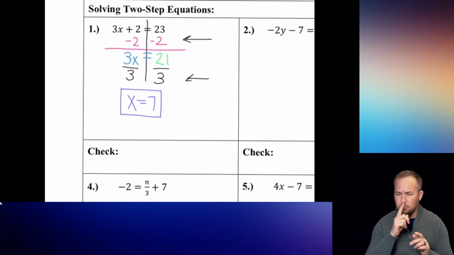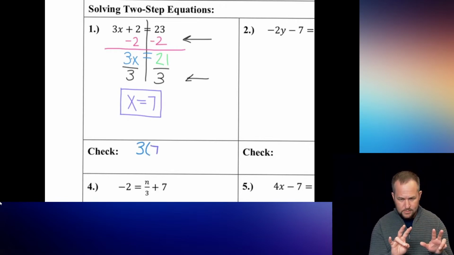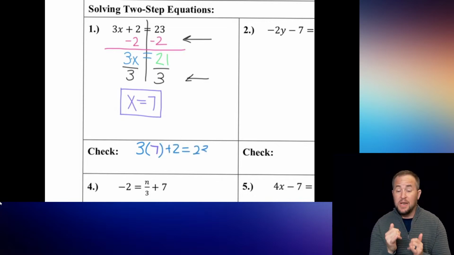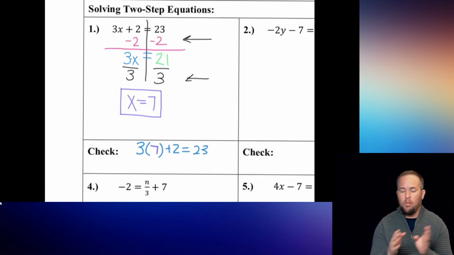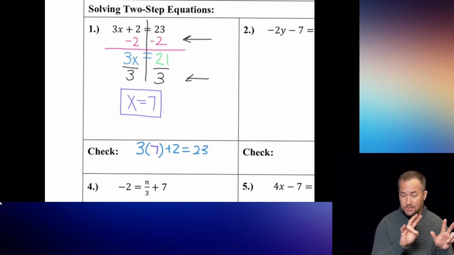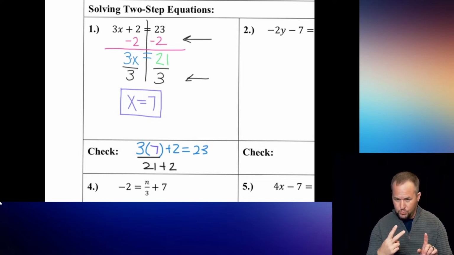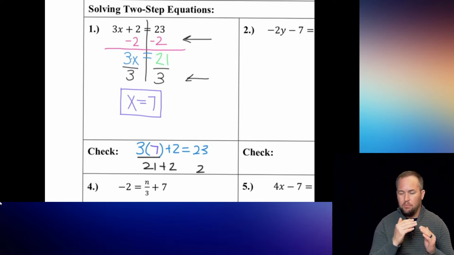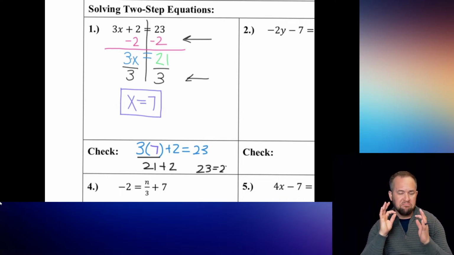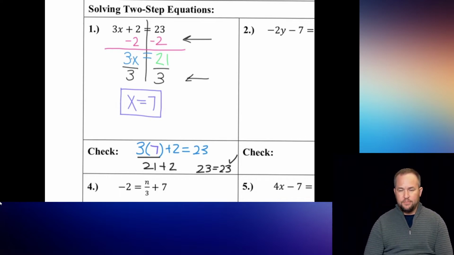I just gave you a small amount of space for that. So you have 3 times, when I plug in 7, and then plus 2 equals 23. So now I'm going to use just the normal order of operations. So on the left side, we have 3 times 7, and then plus 2. So I know I'm going to multiply first. So 3 times 7 gives us 21. Plus 2, and I know that 21 plus 2 equals 23, so 23 equals 23, and this definitely checks out.